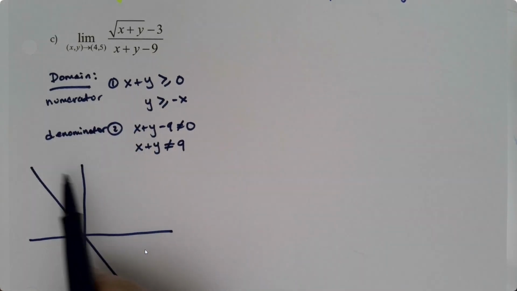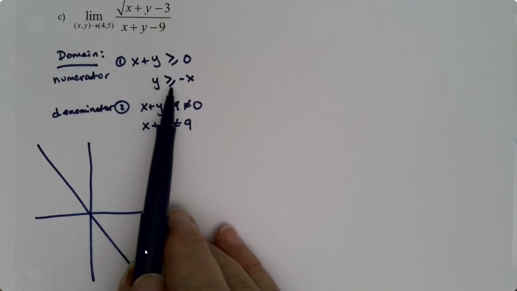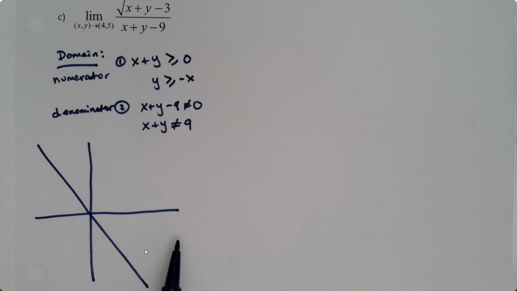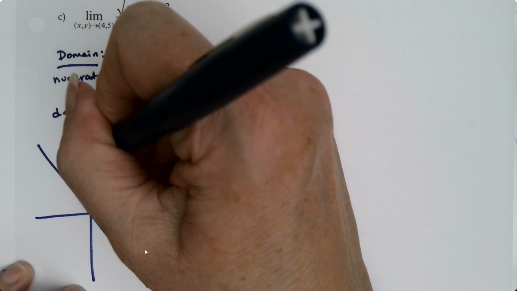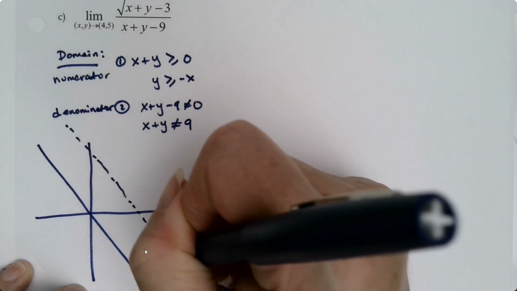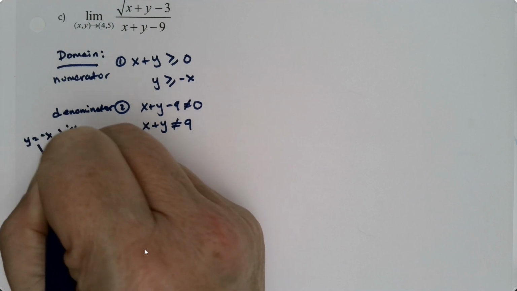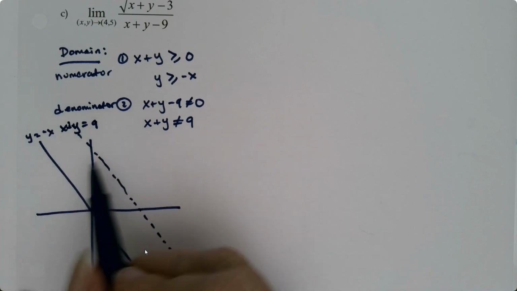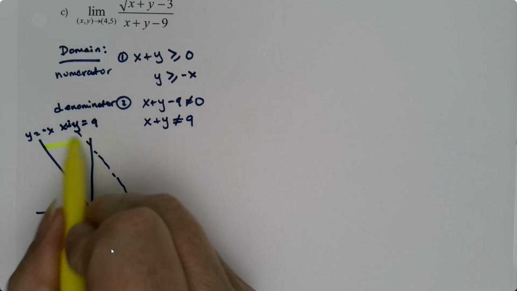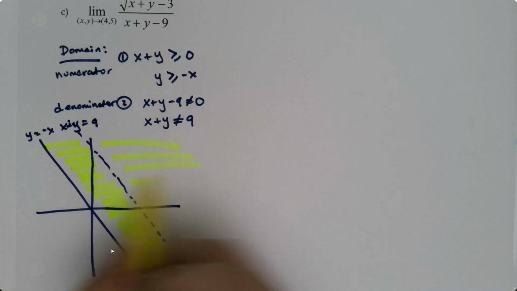And I know I'm to the right of that line because y has to be greater than negative x, which is over here on the right side. But I also know x plus y cannot be equal to 9. So I'm not going to draw this to scale, but there you have it. So this is y equals negative x. This is x plus y equals 9, if you will. Okay, so I can have everything to the right of this, but not that diagonal line.